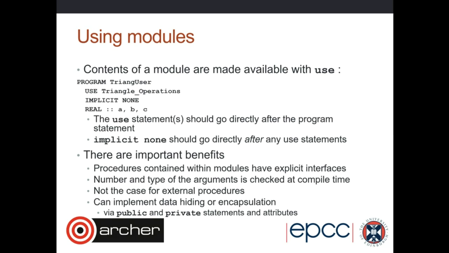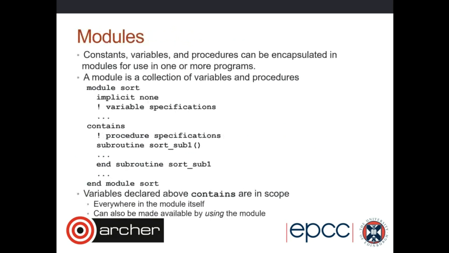But we've got this use statement. The module use statements go before any implicit none. And then that means I could use any of the public data, public variables, or the public functions or subroutines from that module triangle operations anywhere in that program. I could just call them. So if we went back to this example here, I could say somewhere in another program, I could say use sort. And then somewhere below that use statement, I could call sort sub one. And that would let me run sort sub one, even though it's been defined in this module elsewhere.